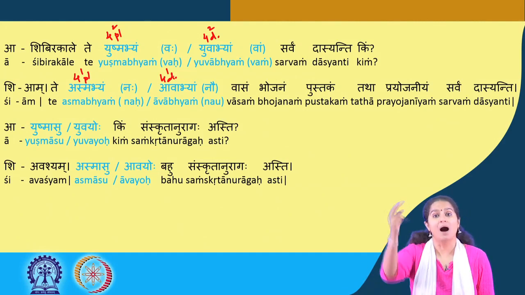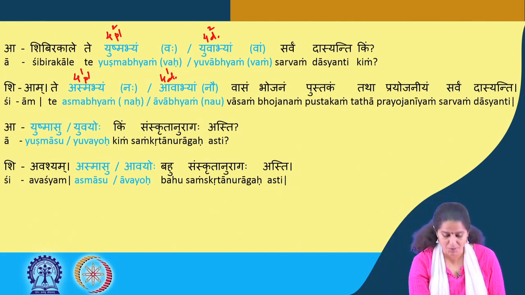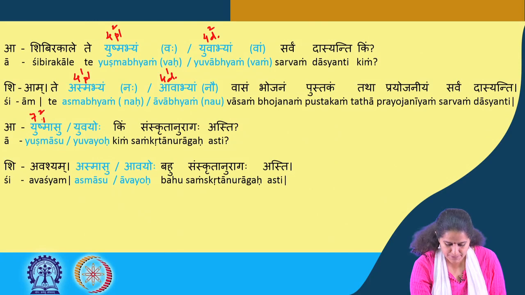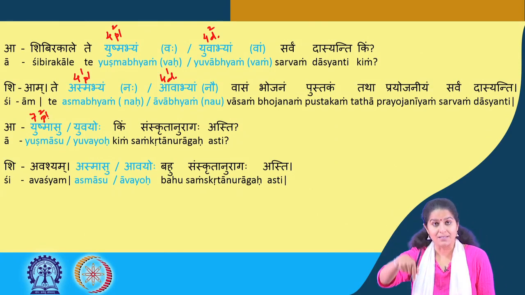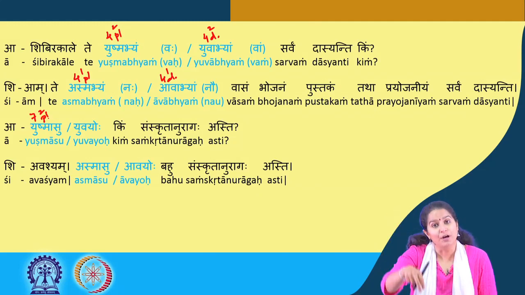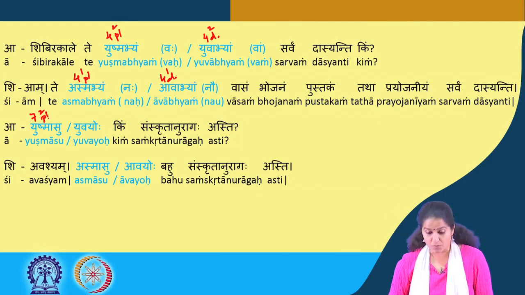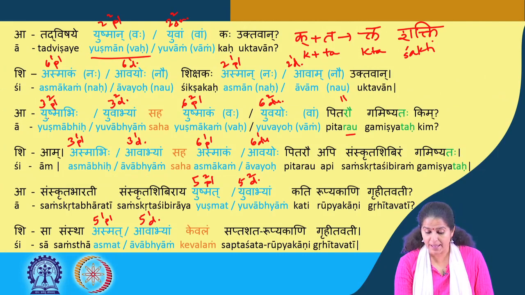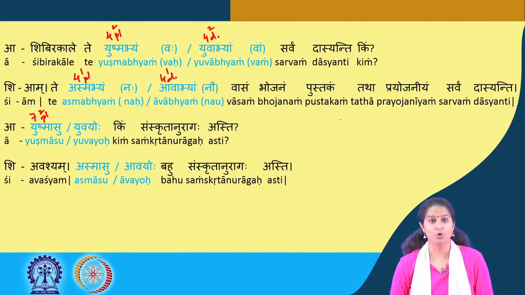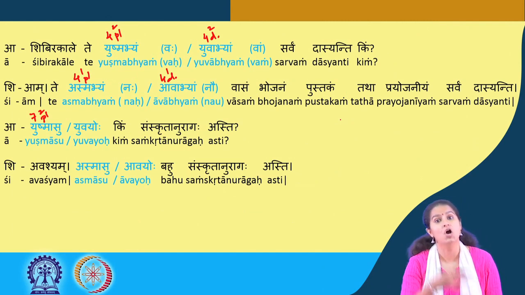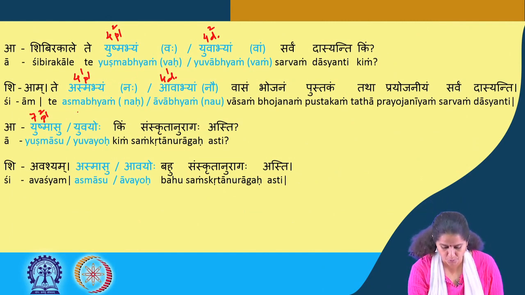in the dual. Avabhyam vasam bhojanam pustakam tatha prayojaniyam sarvam dasyanti. Finally, yushmasu. Yushmasu was uttamam. You remember that. Seventh case for the second person plural. So yushmasu. In the dual case, what happens? Yuvayoho. So we've already encountered yuvayoho before. You remember it was yuvayoho pitarau. So the sixth case had yuvayoho, and here we find that the seventh case also has yuvayoho.